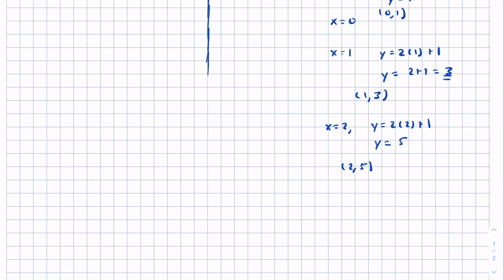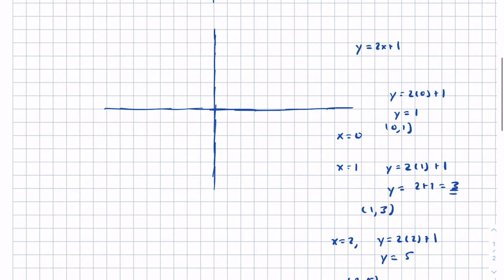So now we figured out the 3 points that satisfy the equation y = 2x + 1. We have (0, 1), (1, 3), and then (2, 5). Notice how if we plot these points on a line, well first I'm going to plot them first. So (0, 1) is going to be here, (1, 3) is going to be here, and then (2, 5) is going to be here.